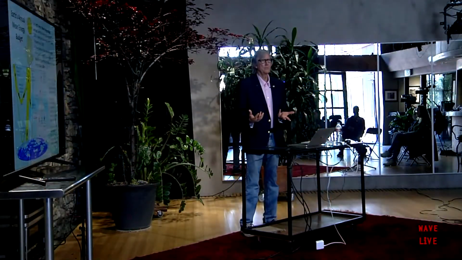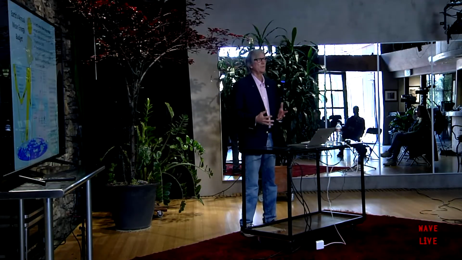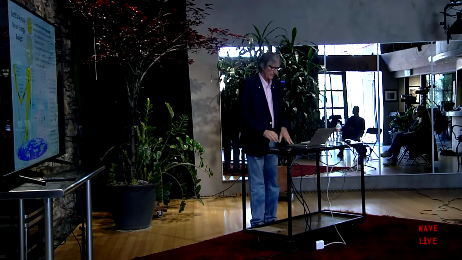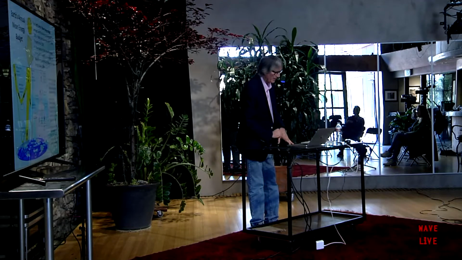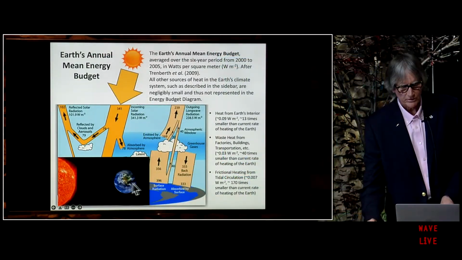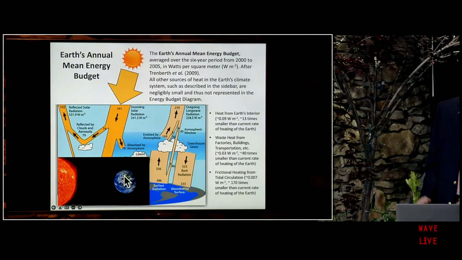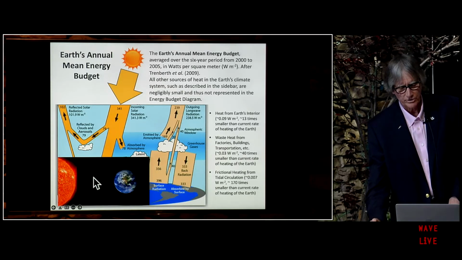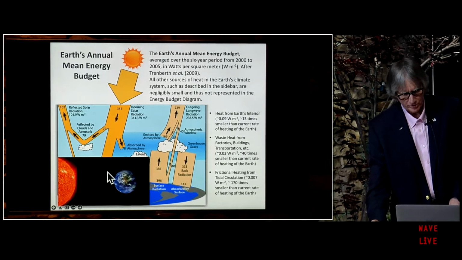Everything you can think of as a potential other source of heat is really, really small compared to the current rate of heating of the Earth. And as a result, we can neglect them. They're negligibly small. That being the case, if you think about it, here you've got the Earth hanging out in space here. With the internal sources of heat being negligibly small, what really counts is the radiation balance, the heat energy coming in minus the heat energy going back out.